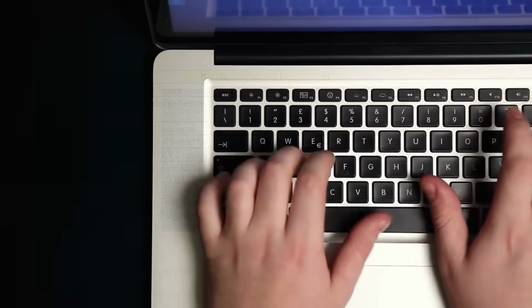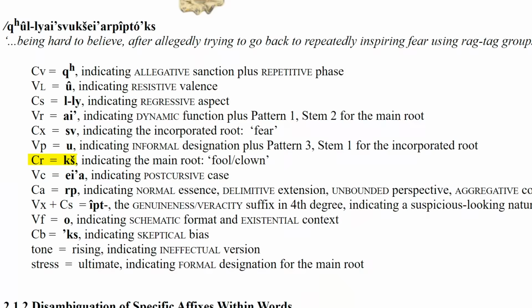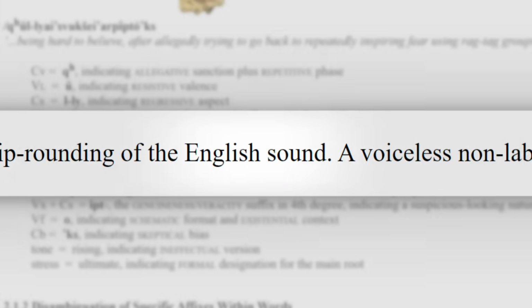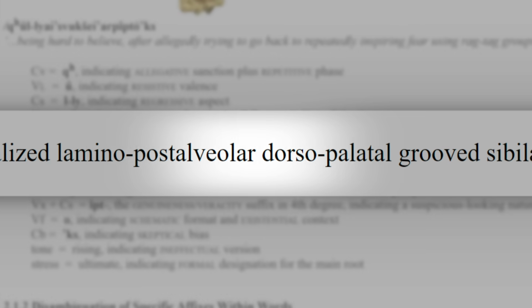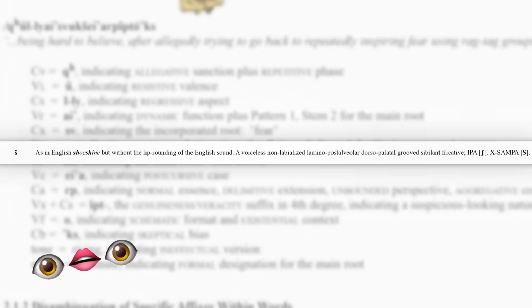For explaining purposes, let's say we want a word that will describe how I feel writing this video. We'd start with ks, meaning fool or clown. That's not actually pronounced that way, but the guide says it's a voiceless, non-labialized lamino-postalveolar velar dorso-palatal grooved sibilant fricative, which doesn't really help me a whole lot.